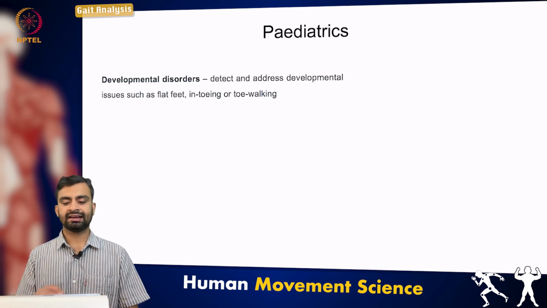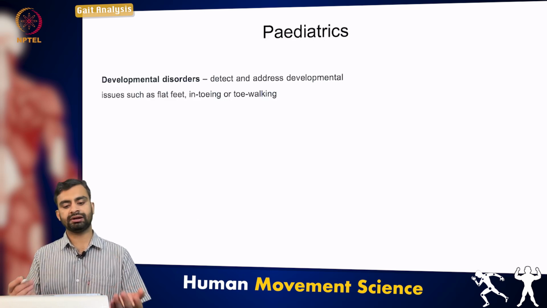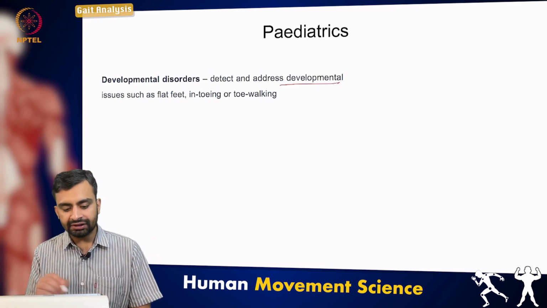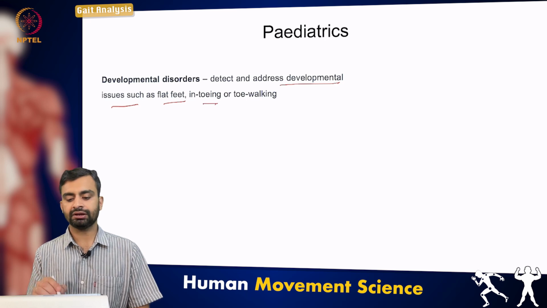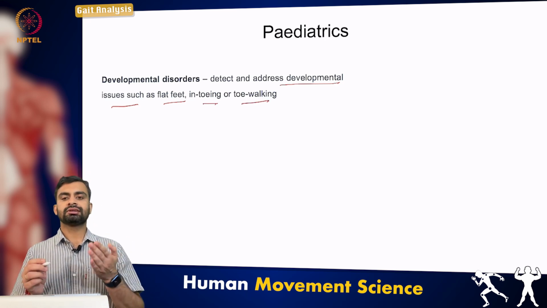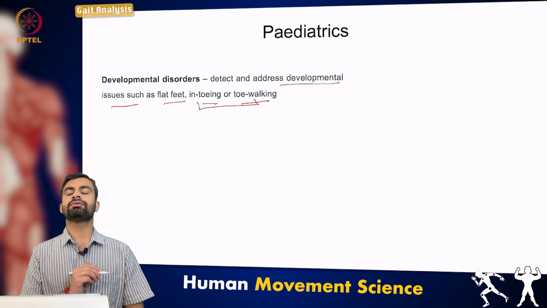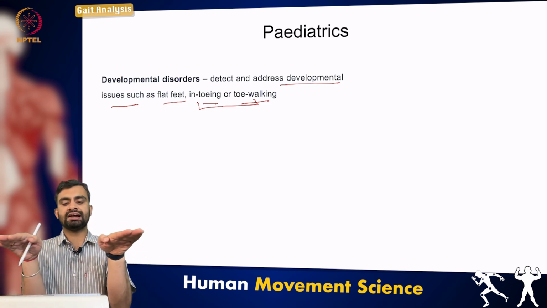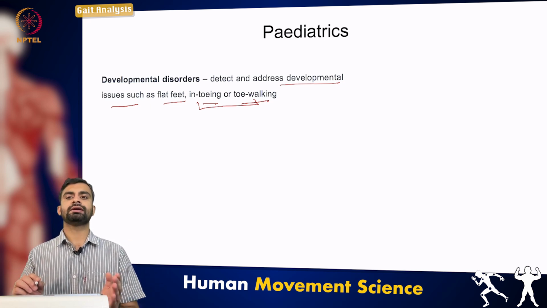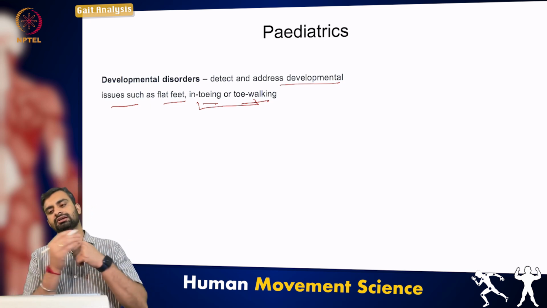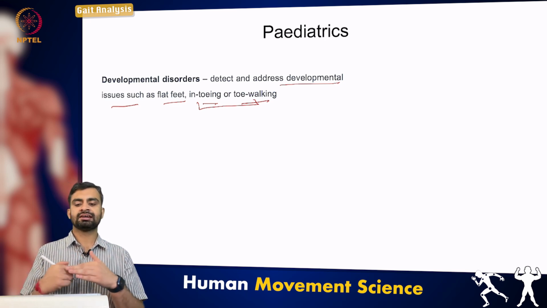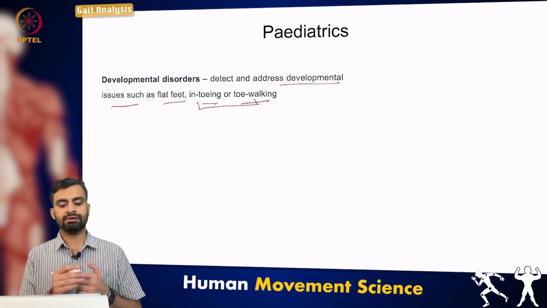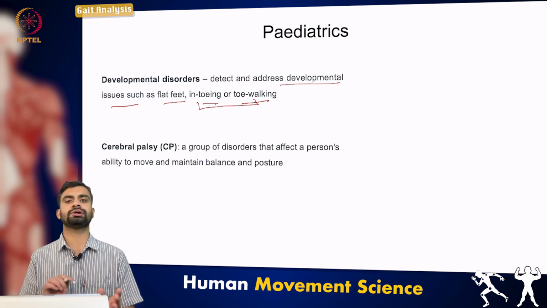In pediatrics, gait analysis helps in addressing developmental disorders by detecting and addressing several developmental issues such as flat feet, in-toeing or toe walking. So how will you define in-toeing and out-toeing? We discussed foot progression angle, so whether the feet are rotated inside or outside. Gait analysis will provide information on the mechanics which result in these developmental issues and help clinicians to address them.